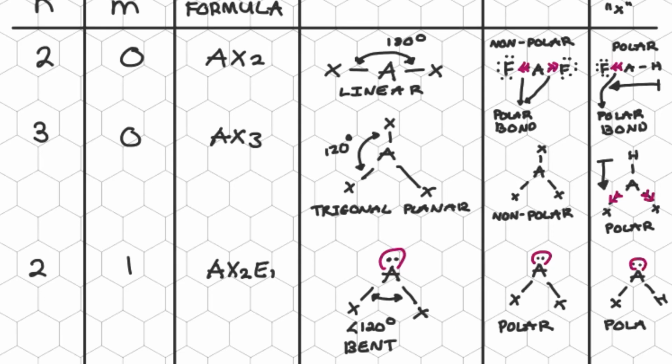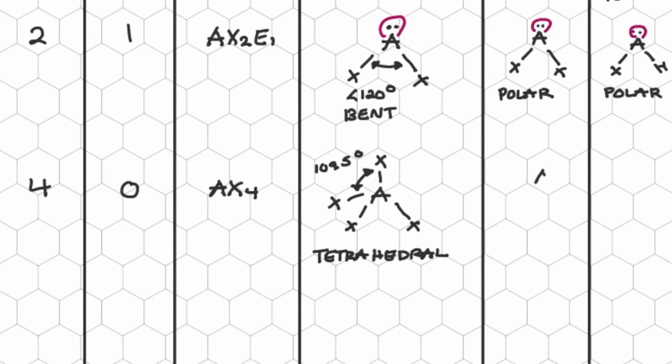Let's go to the tetrahedral structure. There is no lone pair. That means if the neighboring atoms are the same, we might have a non-polar molecule. So let's look at it. We have 4 neighboring atoms with the same electronegativity and the same dipole moment on their bonds. In this case, they can cancel each other out. So at the end, it's going to be a non-polar molecule.